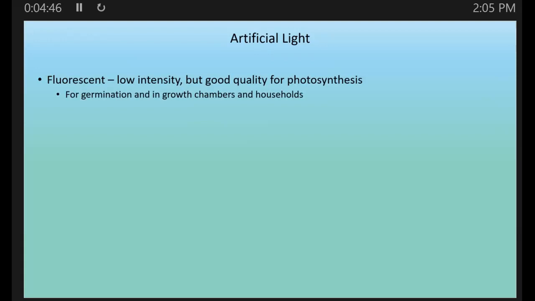That's what you see in most growth chambers, although you can certainly purchase other options; we do have a fancy LED light rack for one of our growth chambers. But fluorescent is fine if you just want to germinate some seeds and get some seedlings going. And in growth chambers, you can find really decent quality fluorescent lights.